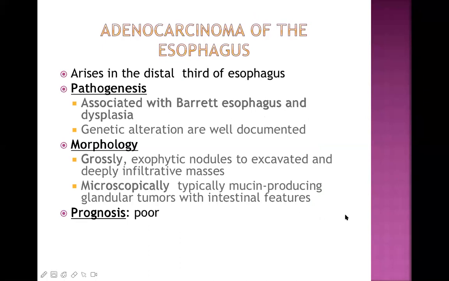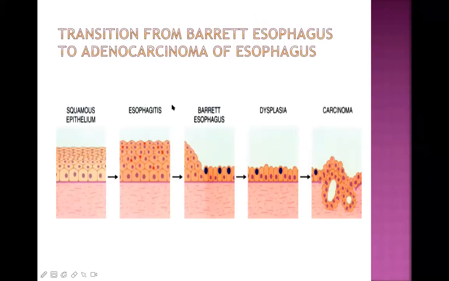Okay, so let me show you that pathogenetic slide now. See here. This is the transition from Barrett esophagus to adenocarcinoma of esophagus. So it can be included as a pathogenesis here. Okay, see this.